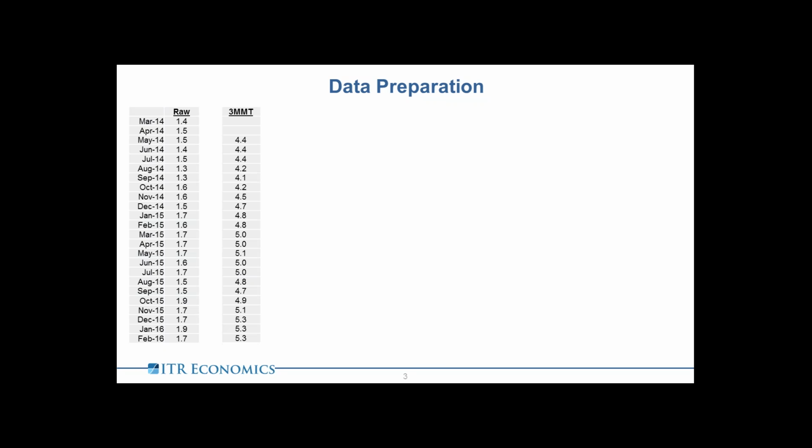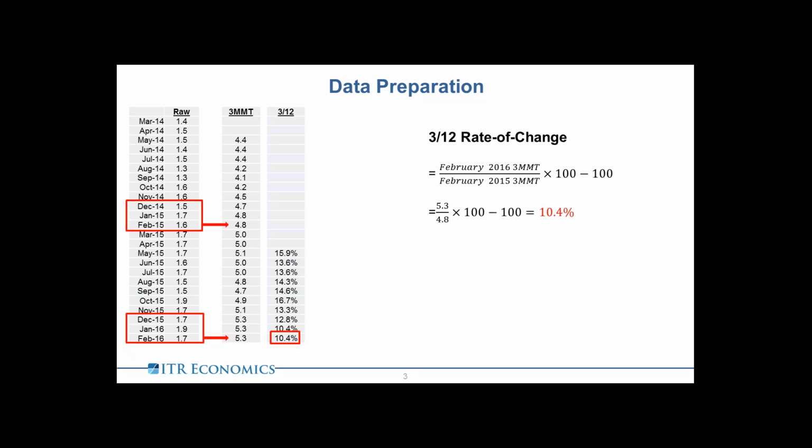So what we do is we first calculate something called the 3 MMT. That's the 3-month moving total. And we do that by simply adding the last 3 months of data together. So we take December, January, and February, add it together to calculate the value for 3 MMT. We then compare that data to the same period 1 year ago to calculate what is referred to as the 3/12 rate of change. That's the quarter over same quarter last year growth rate.